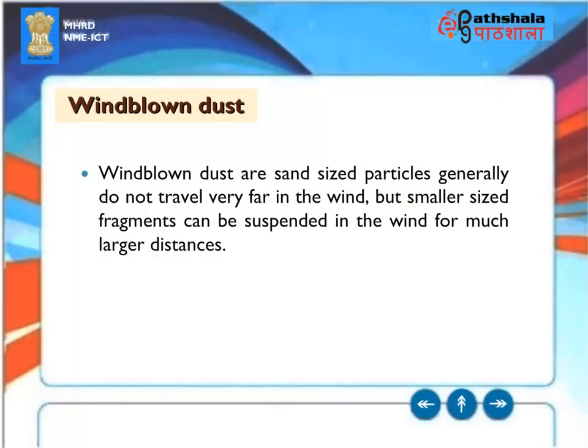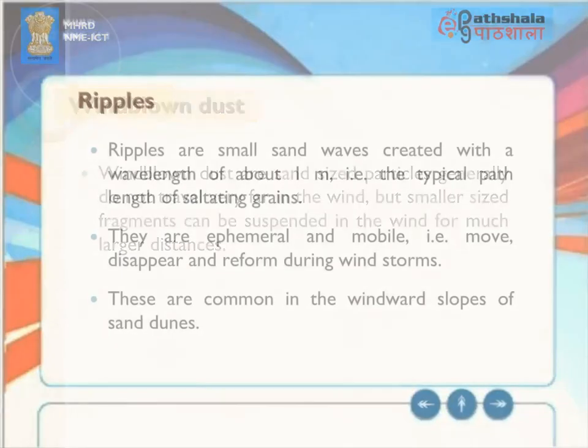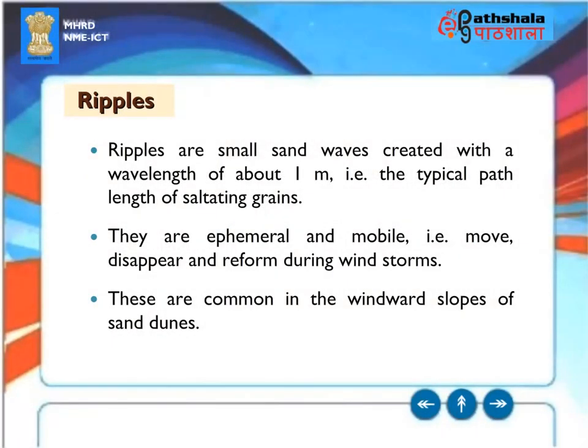Wind-blown dust. Wind-blown dust consists of sand-sized particles that generally do not travel very far in the wind, but smaller-sized fragments can be suspended in the wind for much larger distances. Ripples. Ripples are small sand waves with a wavelength of about 1 meter, that is, the typical path length of saltating grains. They are ephemeral and mobile, that is, they move, disappear, and reform during wind storms. These are common on the windward slopes of sand dunes.